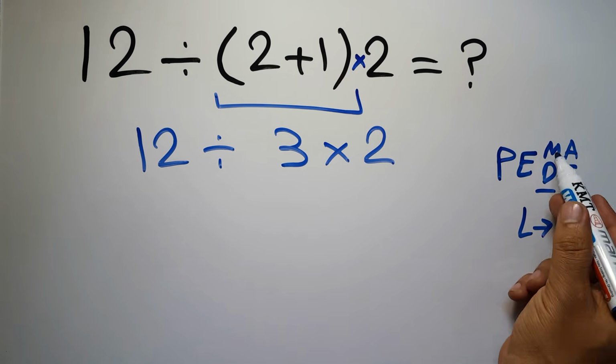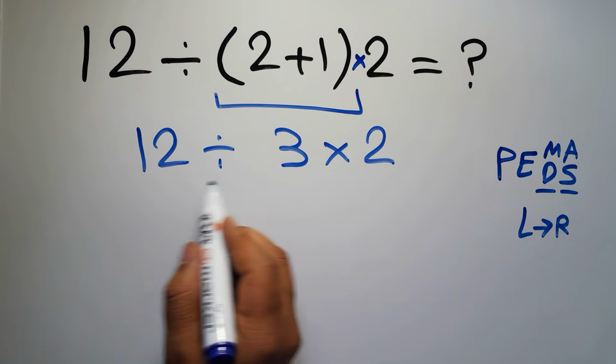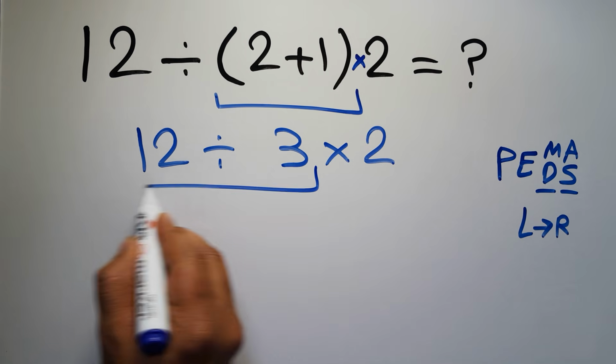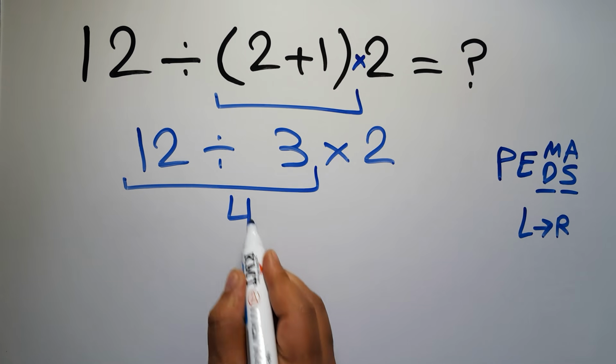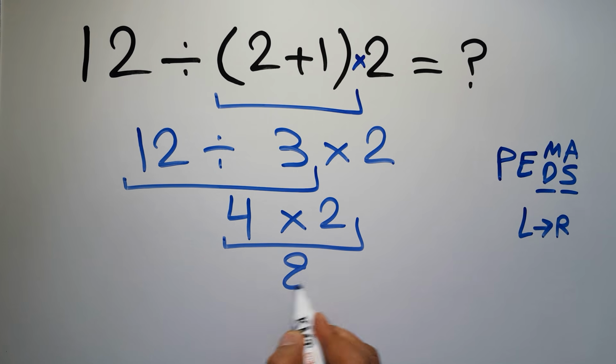As I said, multiplication and division have equal priority and we have to work from left to right. So here first we have to do this division. 12 divided by 3 gives us 4. So 4 times 2, which equals 8. And this is our final answer to this problem.